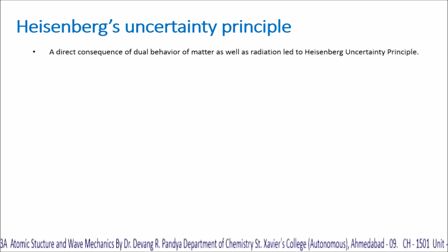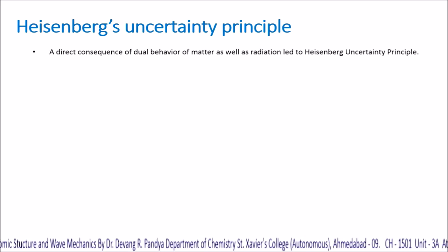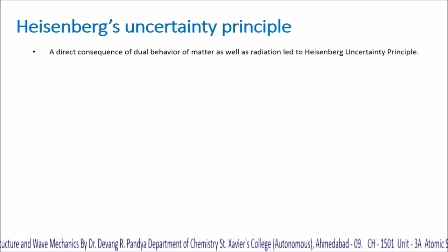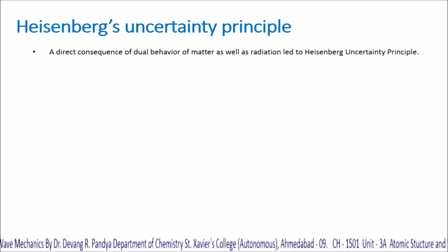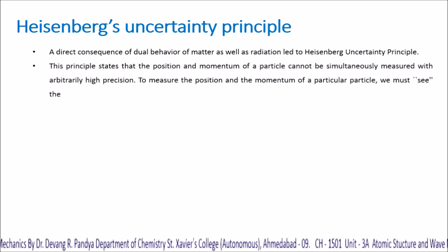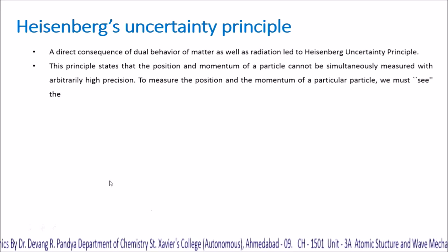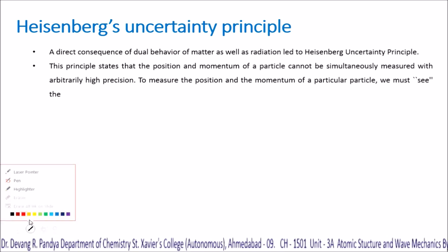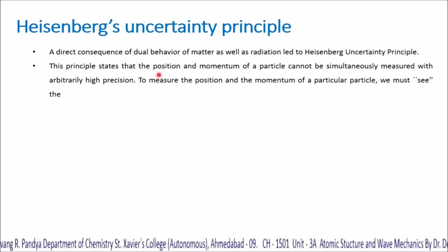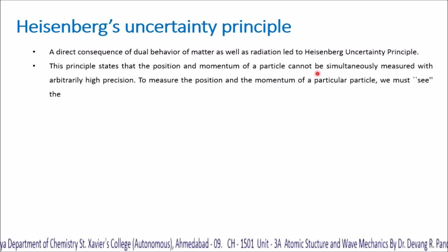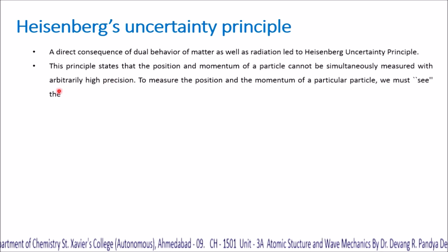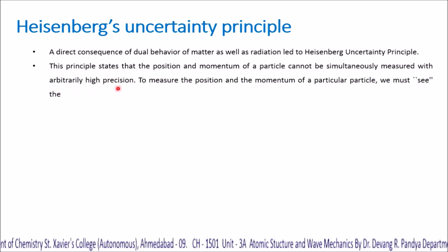A direct consequence of the dual behavior of matter as well as radiation led to the Heisenberg uncertainty principle. This principle states that the position and momentum of a particle cannot be simultaneously measured with arbitrarily high precision.